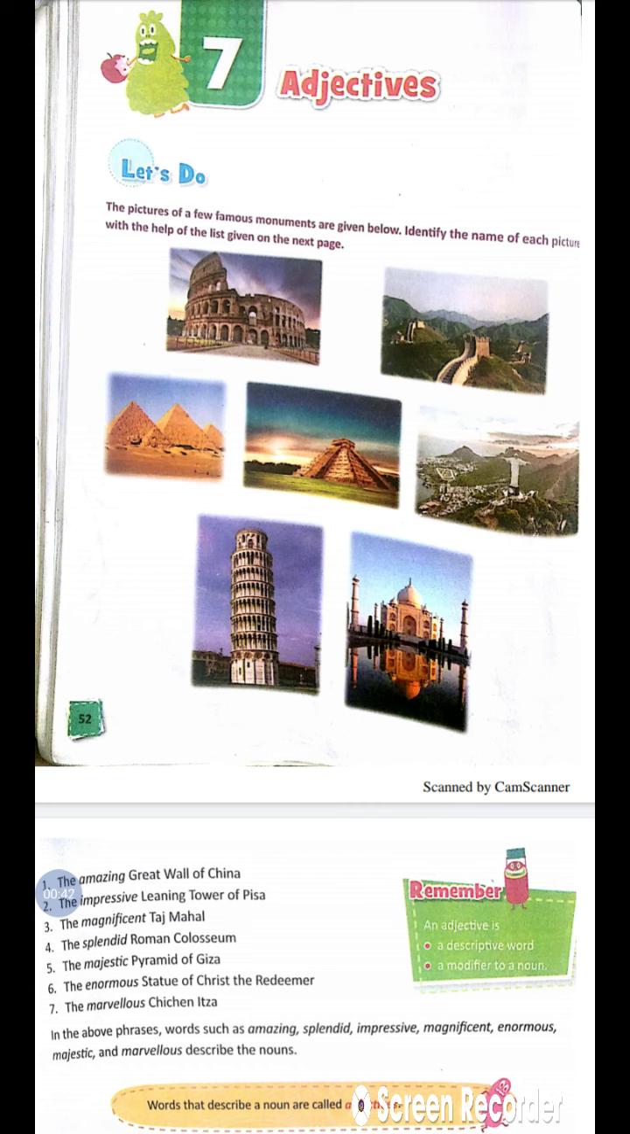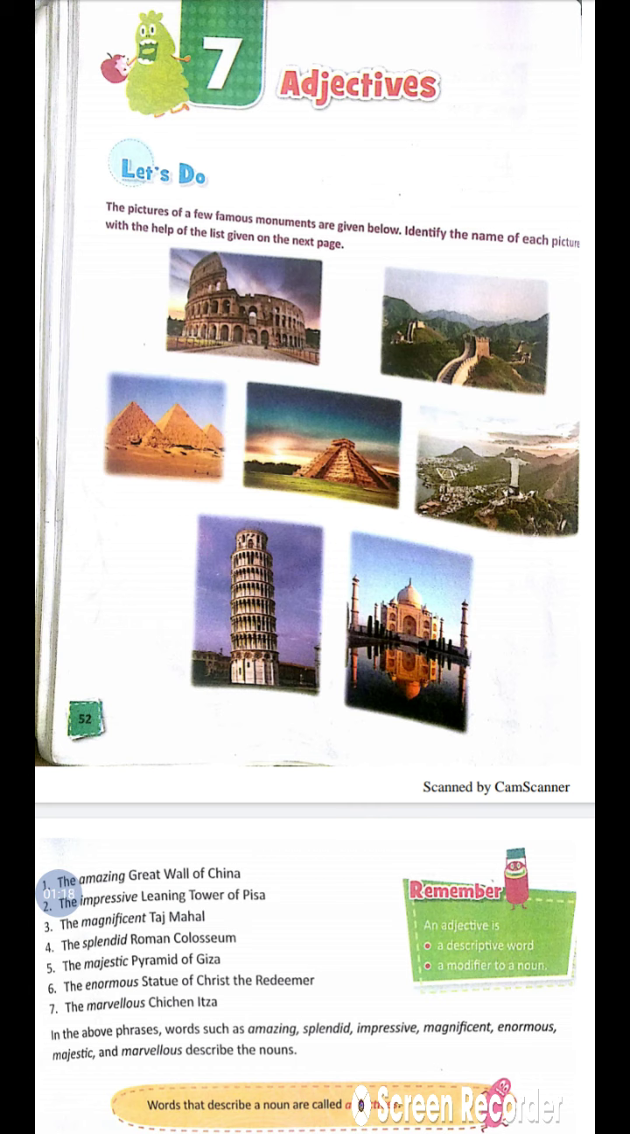of these buildings. Okay, the amazing Great Wall of China, the impressive Leaning Tower of Pisa, the magnificent Taj Mahal, the splendid Roman Colosseum, the majestic Pyramid of Giza, the enormous statue of Christ the Redeemer, the marvelous Chichen Itza. Why are these words given? Amazing, impressive, magnificent, splendid, majestic, enormous, marvelous, because they are showing the quality of these buildings.